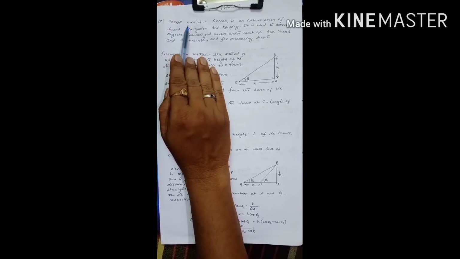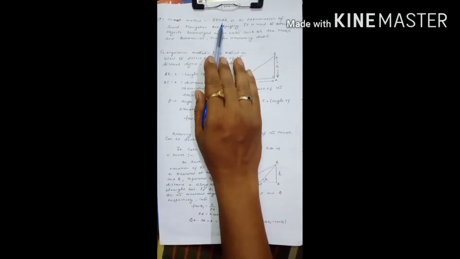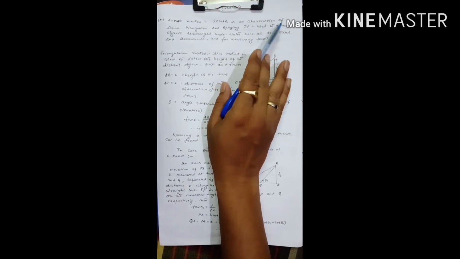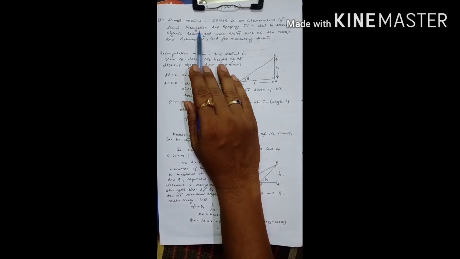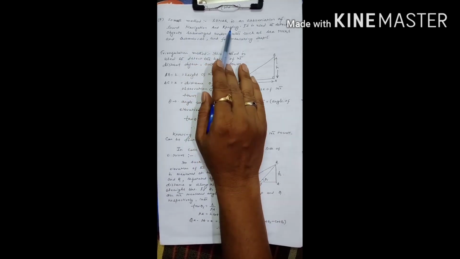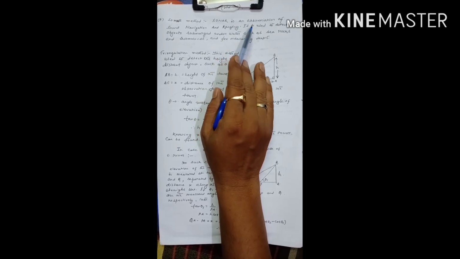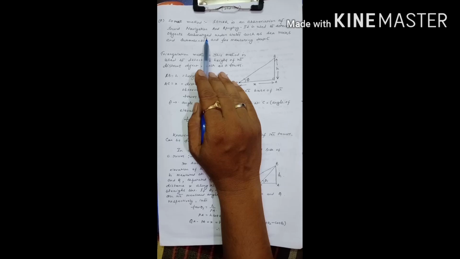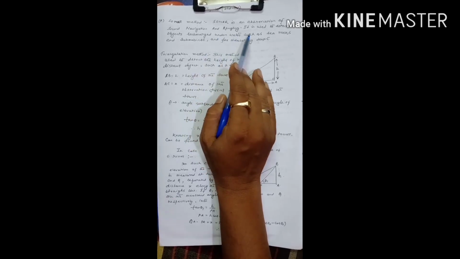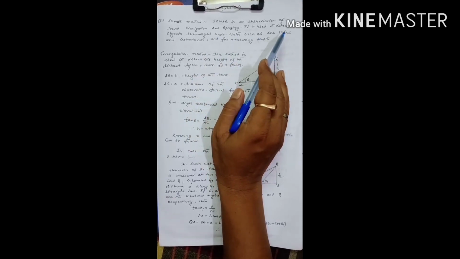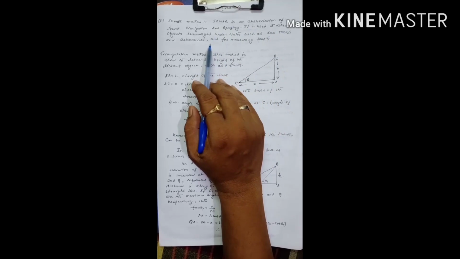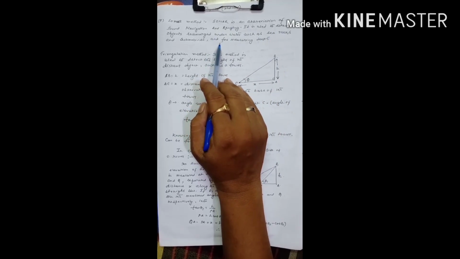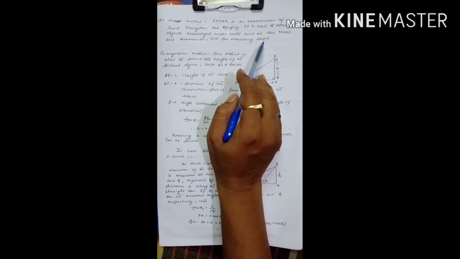Discuss about sonar method. Sonar is an abbreviation of sound navigation and ranging, and it is used to detect objects submerged underwater such as sea rocks and submarines, and it is also used for measuring the depth.